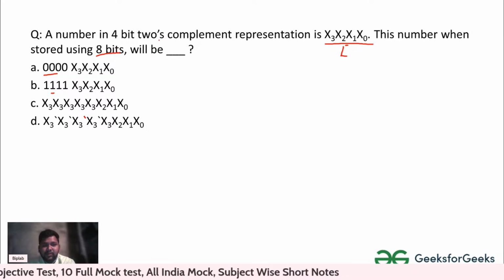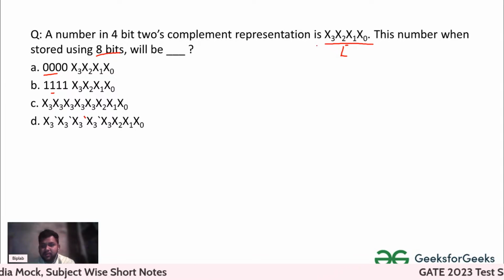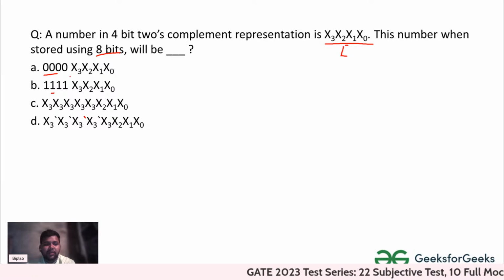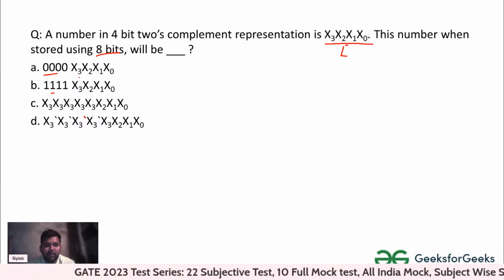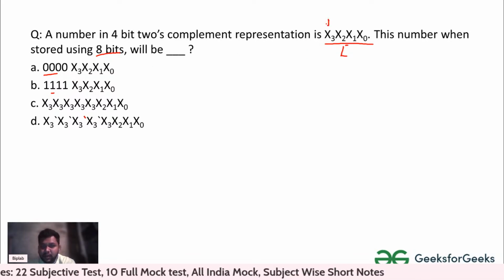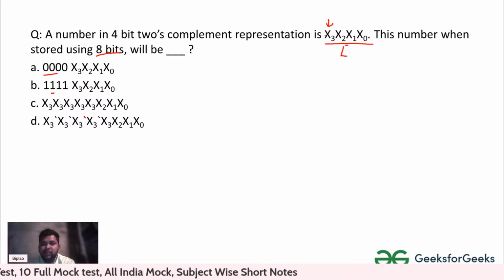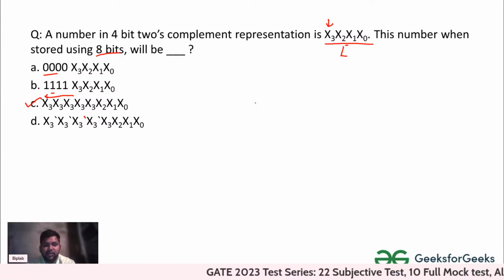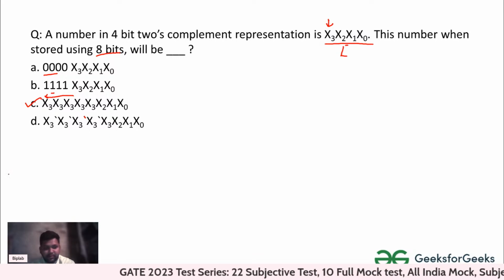Now, since this is a 2's complement representation, that means this is a signed number. For a signed number, as we have discussed, you cannot append only zeros, and you cannot append only ones. You have to extend the sign bit. In this number, the MSB, the most significant bit, is the sign bit, so you have to extend that. That x3 will be repeated here. So C is the right answer here.